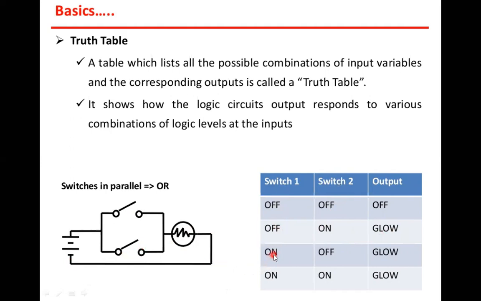Again, with switch 1 on and switch 2 off, there will be an output. And obviously, if I put both the switches on, there is a huge current flowing through this LED, so the light will glow at the output. This possible combination of input variables and the corresponding output variables is called a truth table.